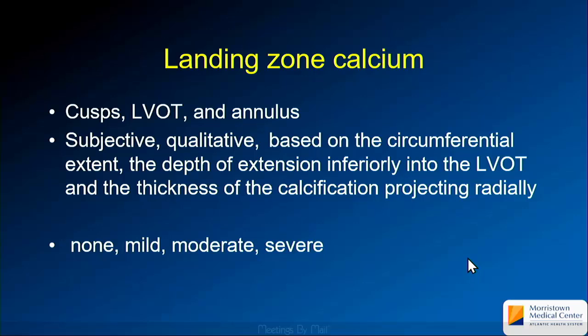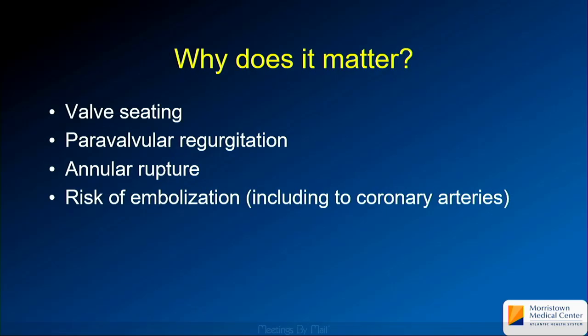Then we get to landing zone calcium. Landing zone including the cusps, the LVOT, and the annulus, generally done sort of subjectively, qualitatively, based on the circumferential extent, the depth of the extension inferiorly into the left ventricular outflow tract, and the thickness of the calcium projecting radially. And we use a semi-quantitative way of assessing this as none, mild, moderate, and severe.